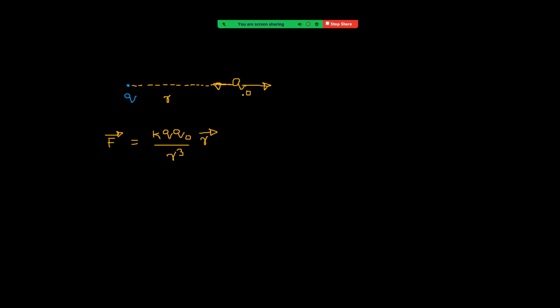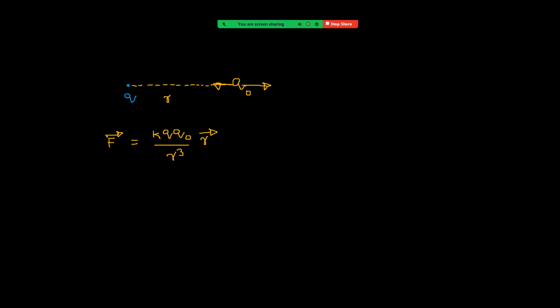Force by Q on Q naught will be along R bar. It is repulsion, right? It is repulsion along R bar. Suppose one is positive and one is negative. Then plus into minus is minus, so minus R bar. That means the force is opposite to R bar. Its meaning is the force on Q naught by Q is opposite to R bar, like this towards the left side. That indicates it is attraction.